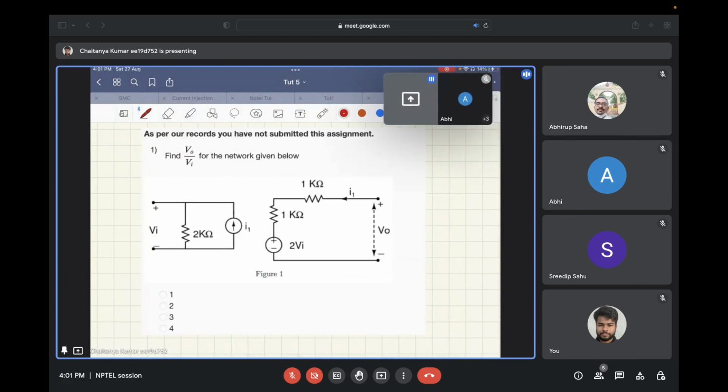let's start with the first question. The question is there on your screens, and you need to find the ratio of input and output voltage in this question. Please try it out.